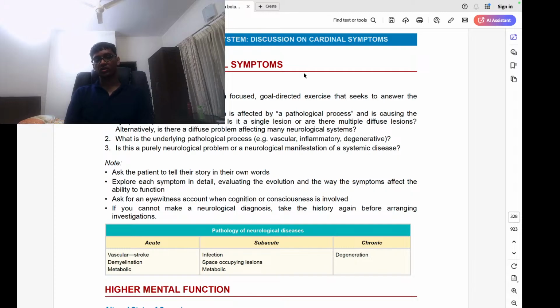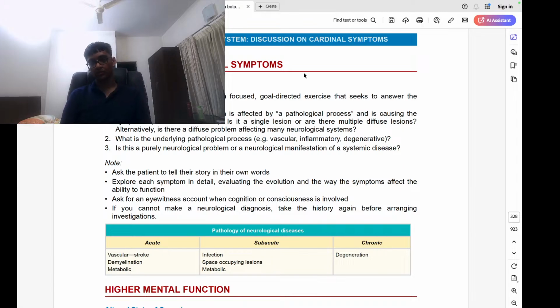Note, ask the patient to tell their story in their own words. Explore each symptom in detail, evaluating the evolution and the way the symptoms affect the ability to function. Ask for an eyewitness account when the condition or consciousness is involved. If you cannot make a neurological diagnosis, take the history again before arranging investigations.